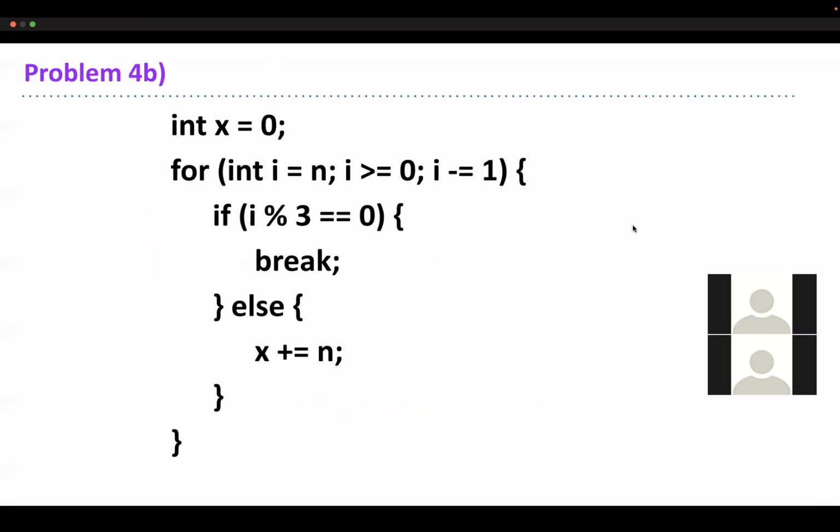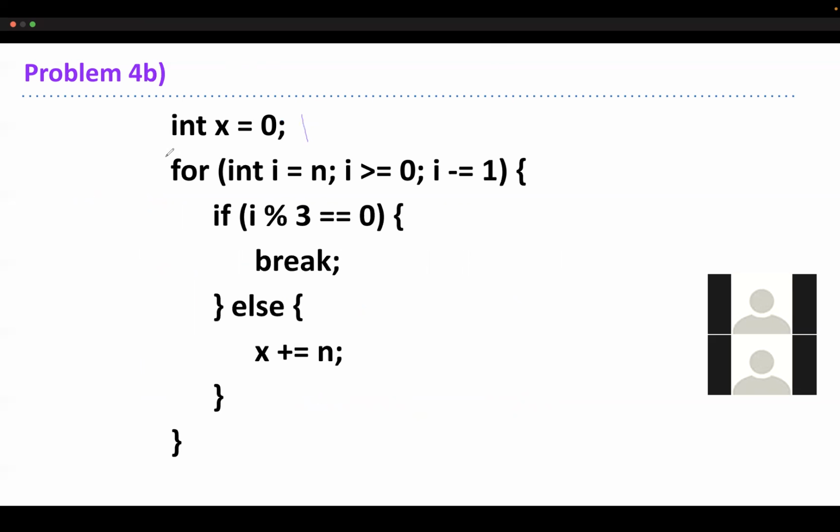Cubic runtime. All right, now let's talk about 4b. This one's a little bit trickier. I'll give y'all a few moments to think about it, and then let's see what we can come up with. So far we have int x equals 0. That's going to just run one time.